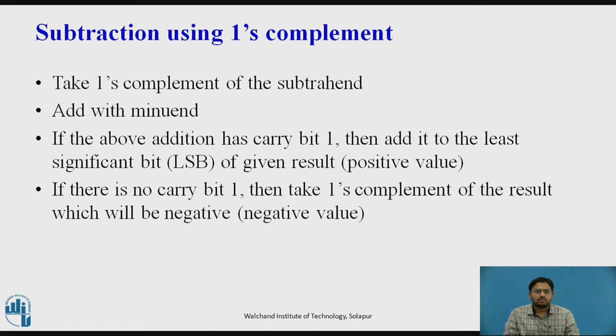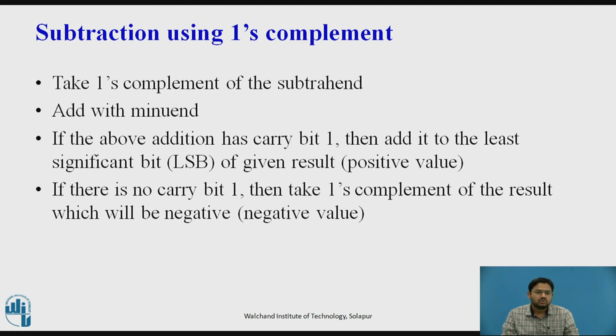As I said, ones complement is actually finding the negative equivalent of the given number. So when you take a ones complement of the number, you are taking the negative equivalent of that number. When you add that number to the number from which it is subtracted, you get the subtraction operation by addition. In this way you can perform the subtraction operation by addition, by taking the ones complement.